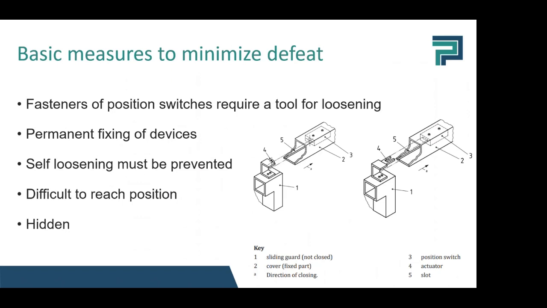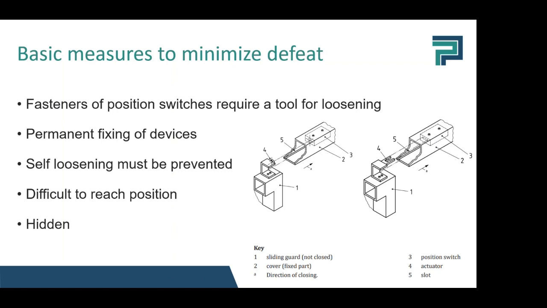Fasteners of position switches require a tool for loosening. This is pretty obvious, so that you just can't replace the actuator or remove it. But it's also possible that permanent fixing is required. For example, with the tongue actuator on the right, it is possible that they remove the tongue and put it permanently into the interlocking device, and this would create hazardous machine operations.